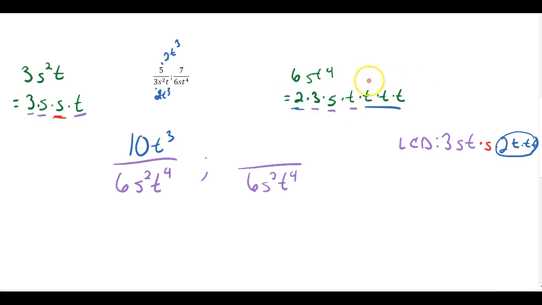Now on this denominator, the thing I'm missing is my red letter, my s. So I'm going to multiply numerator and denominator by an s. That's where I get the s squared here. And I have a 7s. Now that I have common denominators, again, I could add or subtract as needed.